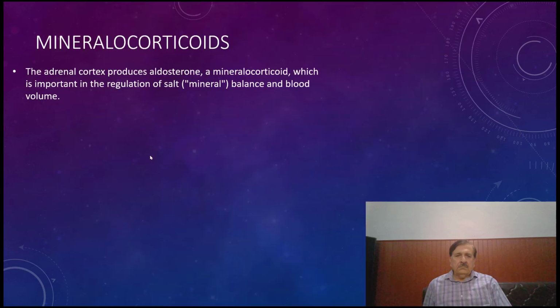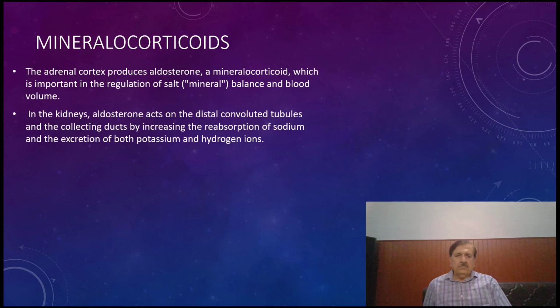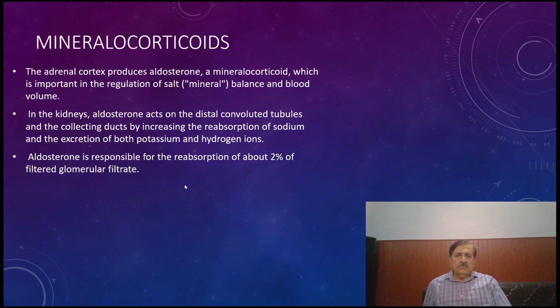Mineralocorticoids. The adrenal cortex produces aldosterone, a mineralocorticoid which is important in the regulation of salt, mineral balance, and blood volume. In the kidney, aldosterone acts on the distal convoluted tubule and collecting duct by increasing the absorption of sodium and the excretion of both potassium and hydrogen ion. Aldosterone is responsible for the reabsorption of about 2% of filtered glomerular filtrate.